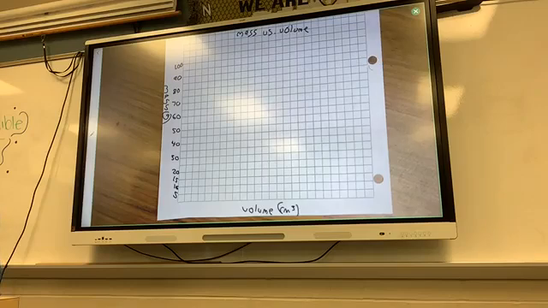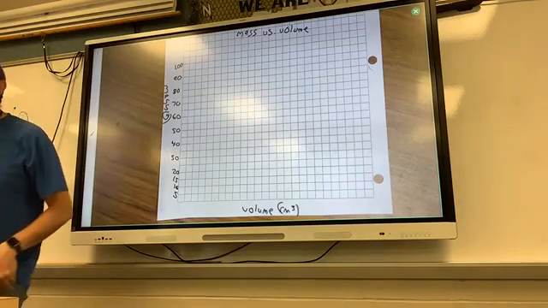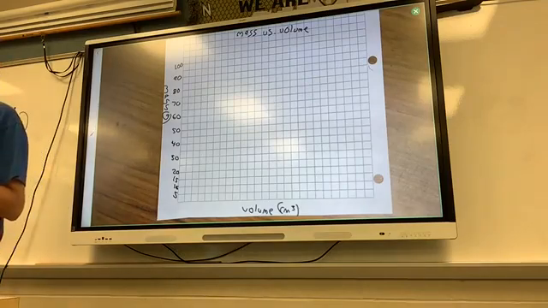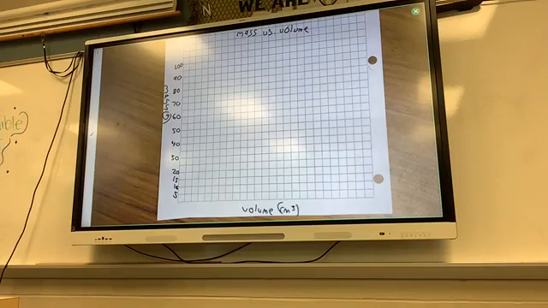All right. How many boxes on the x-axis? 26. So what is our largest volume? 217. Okay, 217 divided by 26. What does that give you? 8.34.